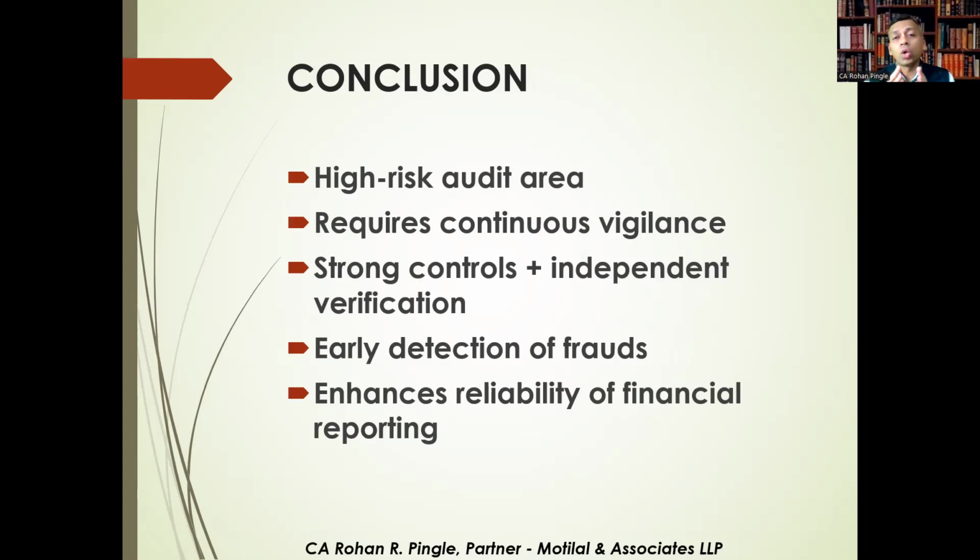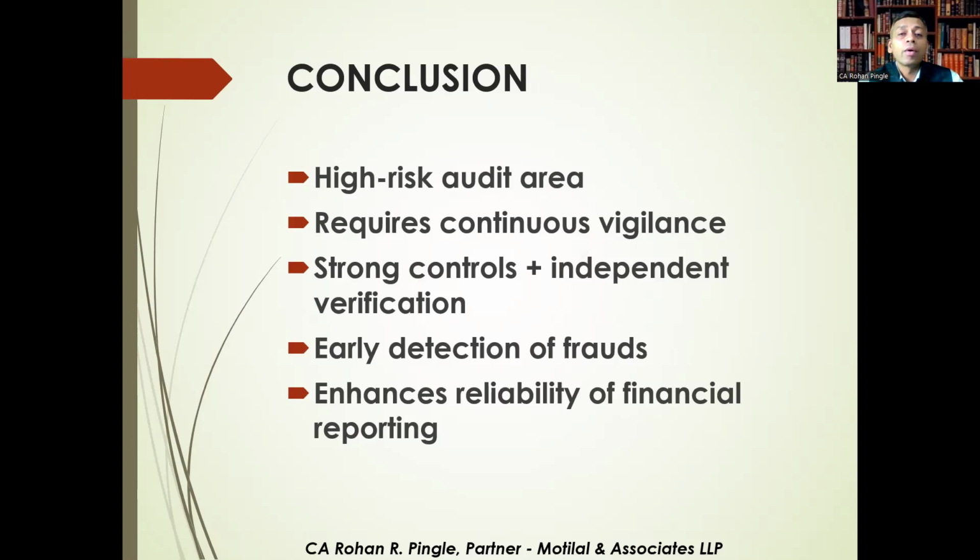A diligent auditor should focus on controls, what controls are implemented and their adequacy, plus verification, and identify early warning signals if any, and ensure timely reporting. So an effective audit in this area significantly reduces fraud risk and enhances trust in the banking system.